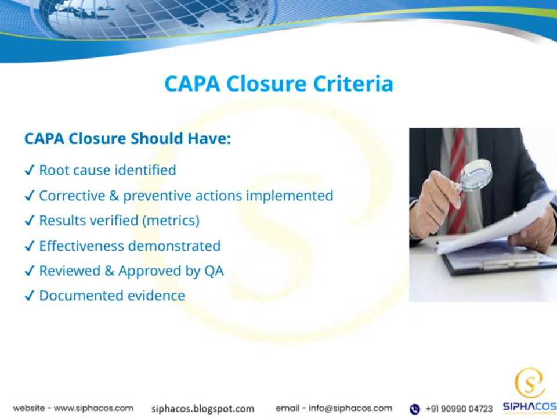Then, we verify the results through relevant metrics to confirm that the actions taken have been effective. This step helps us assess whether the problem has truly been resolved. Speaking of effectiveness, it's important to demonstrate that the actions not only worked but are sustainable over time. Furthermore, all of this work should be reviewed and approved by quality assurance to ensure compliance and completeness. And finally, we must document all evidence related to these activities. Proper documentation provides traceability and supports continuous improvement.